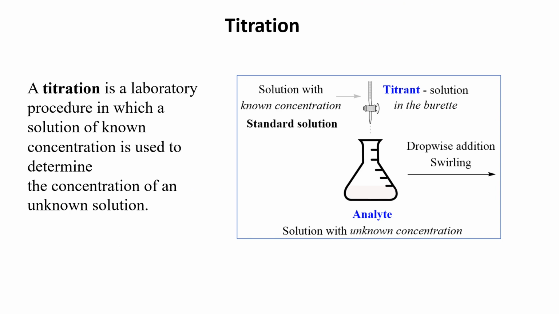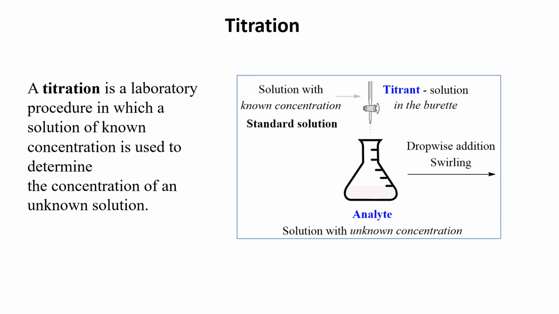Titration is a lab procedure in which a solution of known concentration is used to determine the concentration of an unknown solution. For example, if you have two solutions and you know the concentration of one solution but you don't know the concentration of the other, this is the method by which we can find the unknown concentration of the solution.